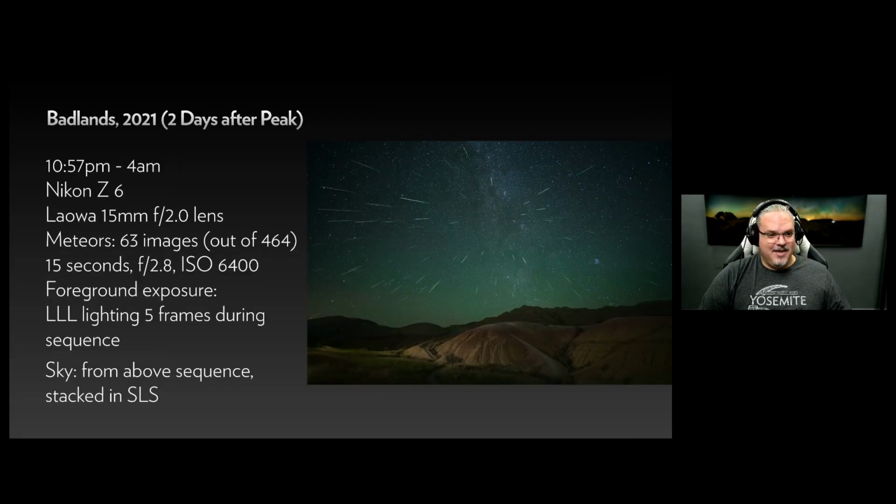And this one is one of my favorite meteor composites ever. This was a surprise. This was 2 days after the predicted peak of the Perseids meteor shower. There was what's called an outburst, meaning there was a lot more meteors than predicted happening at that time. And it was documented, and we just got lucky. But we're going to talk about what being lucky and being prepared mean. But this one had 63 out of 464 images with meteors.